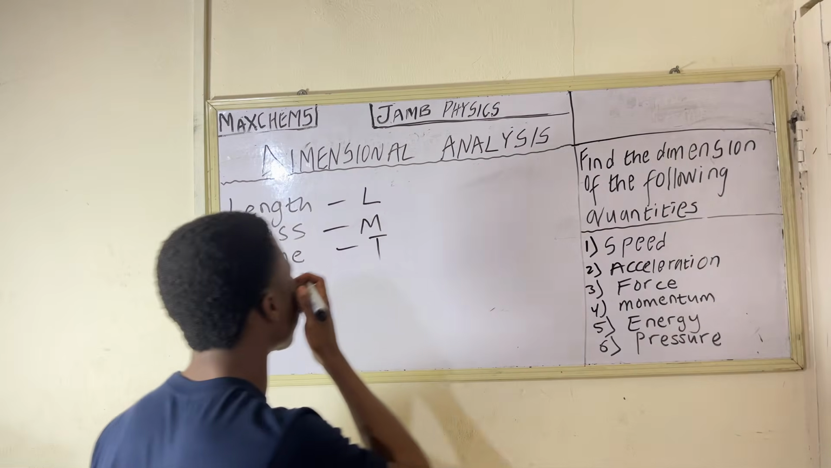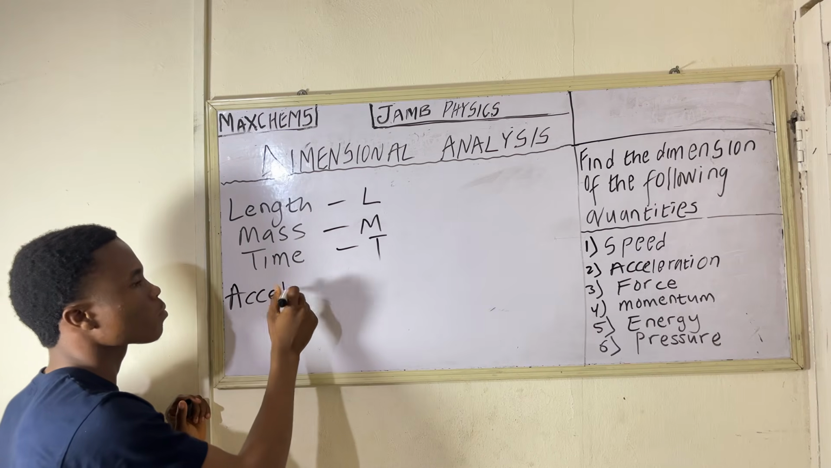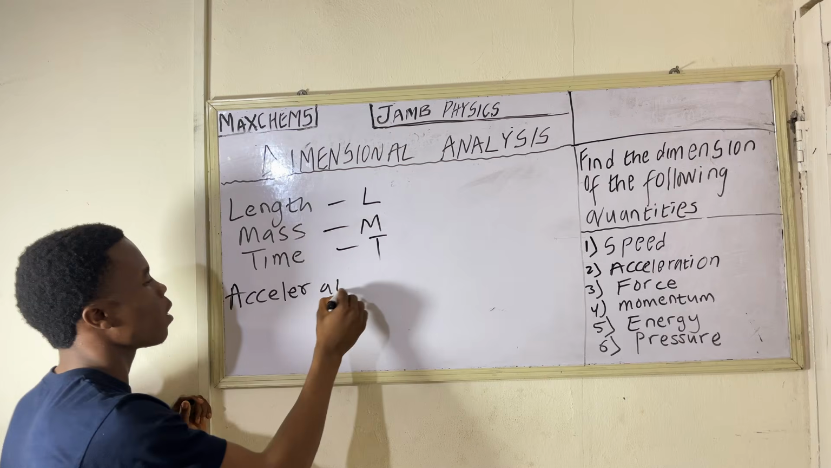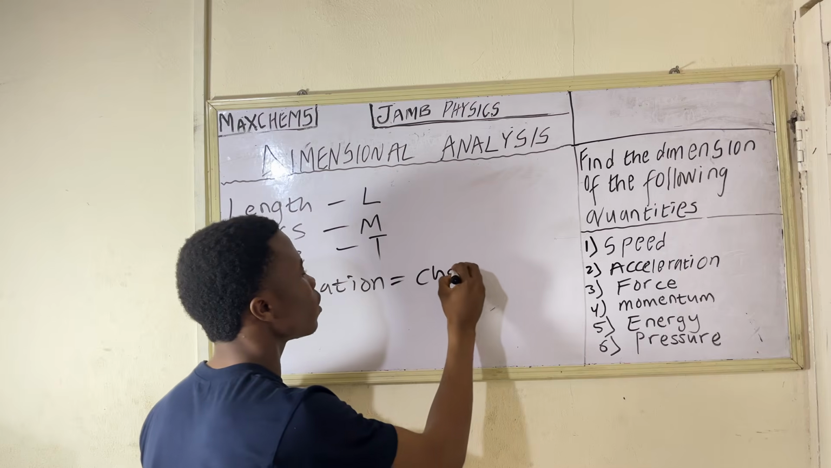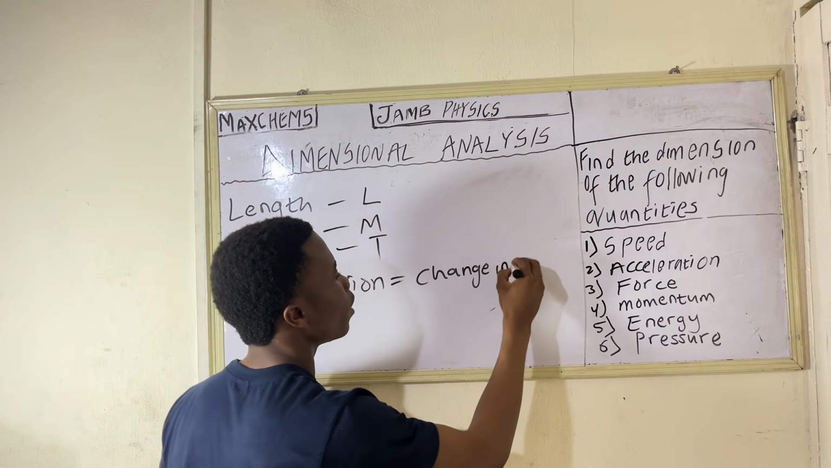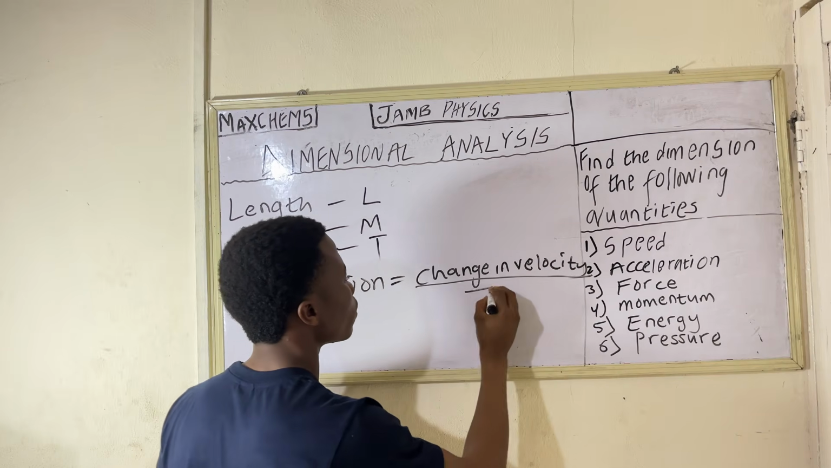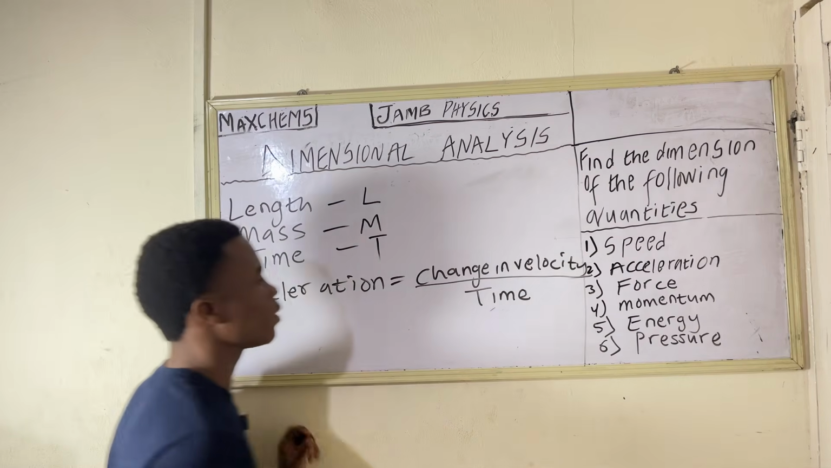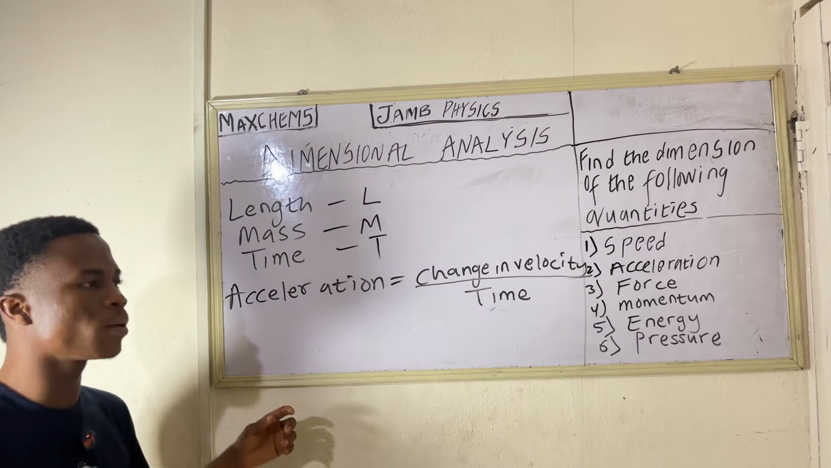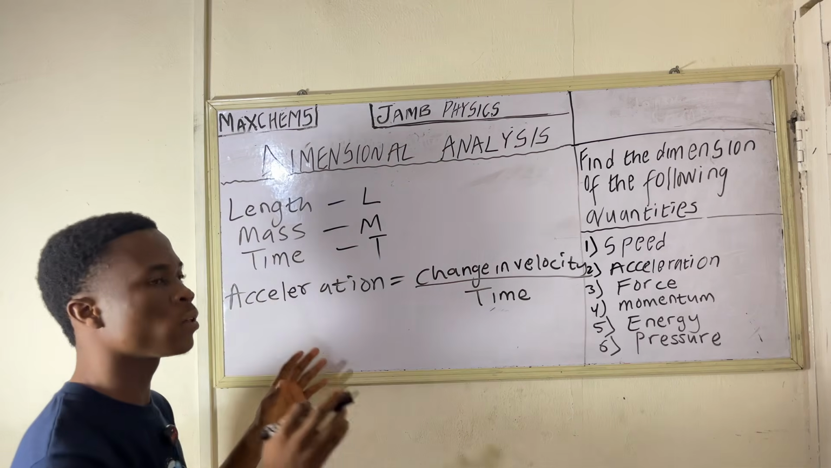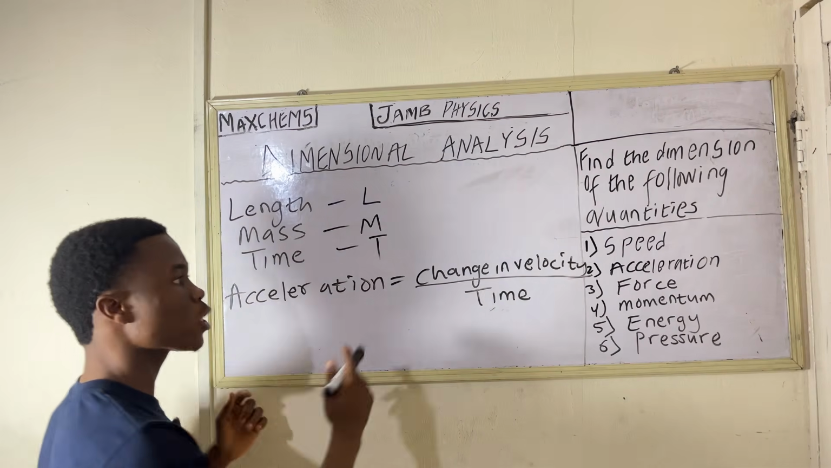So let's find the dimension for acceleration. What's the formula for acceleration? The formula for acceleration is change in velocity over time. And I told you that velocity and speed are basically the same thing, but they have a particular distinction, which is that velocity has a direction while speed does not have a direction.